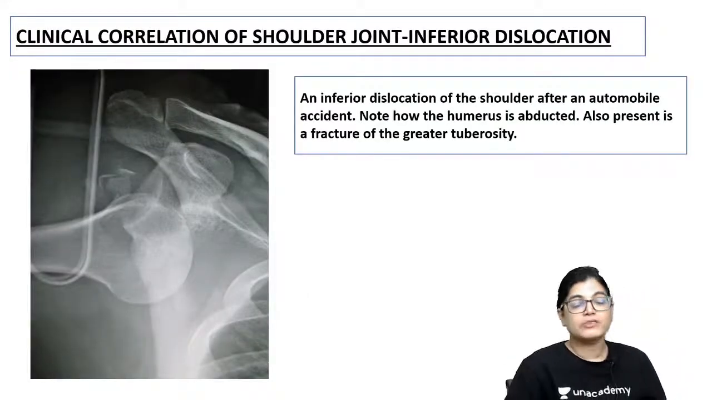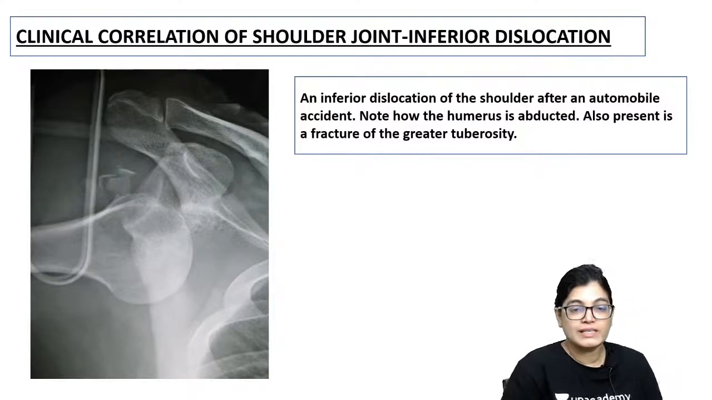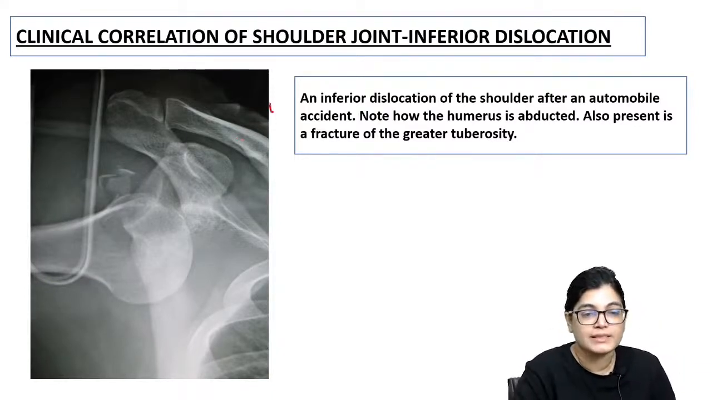Now coming to the other type of dislocation, that is inferior dislocation. The mode of injury is a high grade of injury, for example automobile accidents. It is very rare.